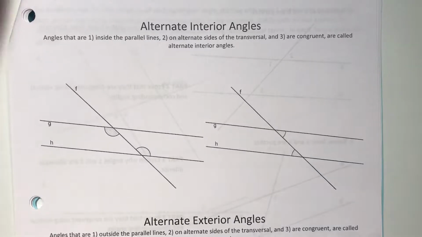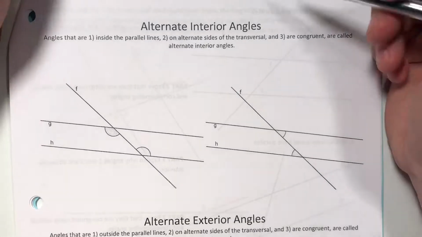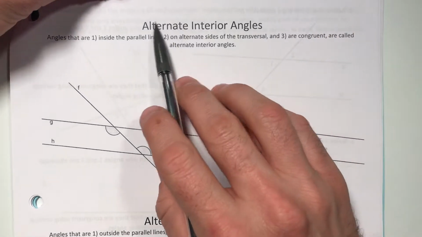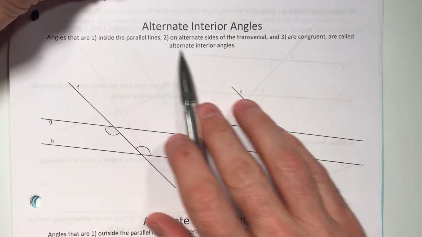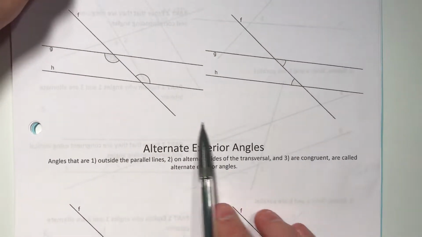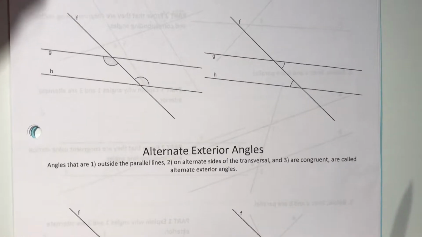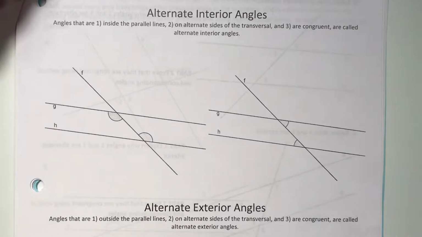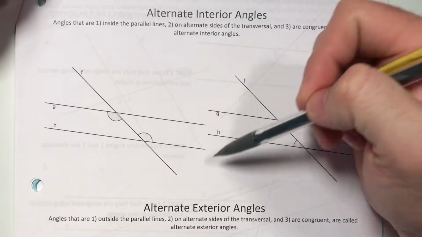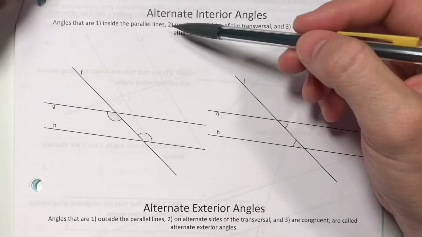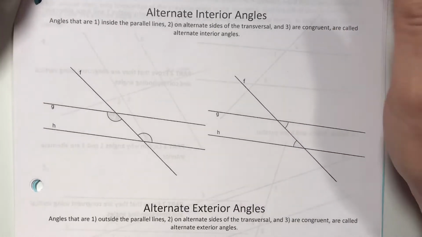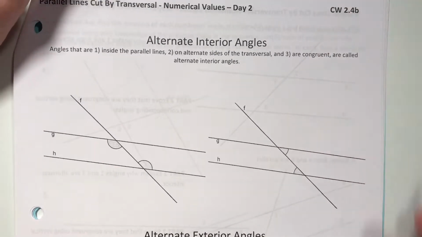Okay, so today's lesson has two vocabulary phrases in it. The first one is alternate interior angles, and the other vocab word is alternate exterior angles. So look at those two vocab words. The only difference is the word interior versus exterior. So the same as alternate and angles, alternate and angles. So what are these things? Let's start with alternate interior angles.